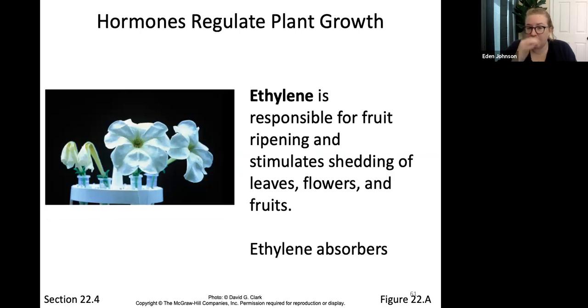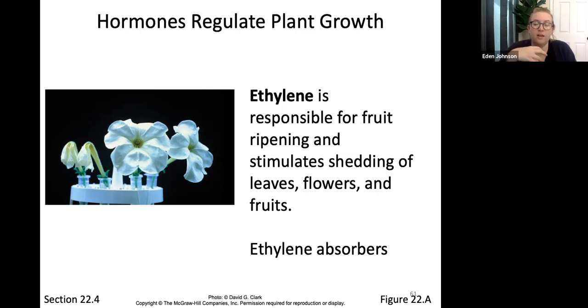Now that was gibberellins. Ethylene is responsible for fruit ripening. So think about, it's responsible for a few other things too. Fruit ripening also stimulates shedding of leaves, flowers, and fruits. We talked about this in the last video, that fruits are going to be responsible for dispersing seeds. That's the main role of these fruits.